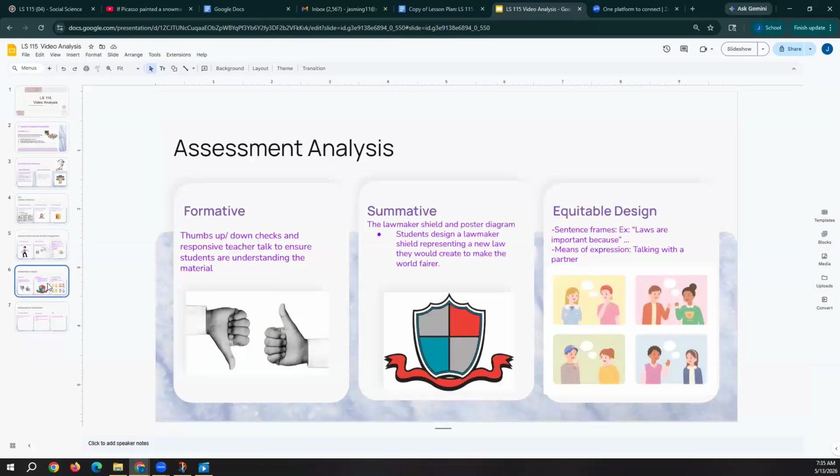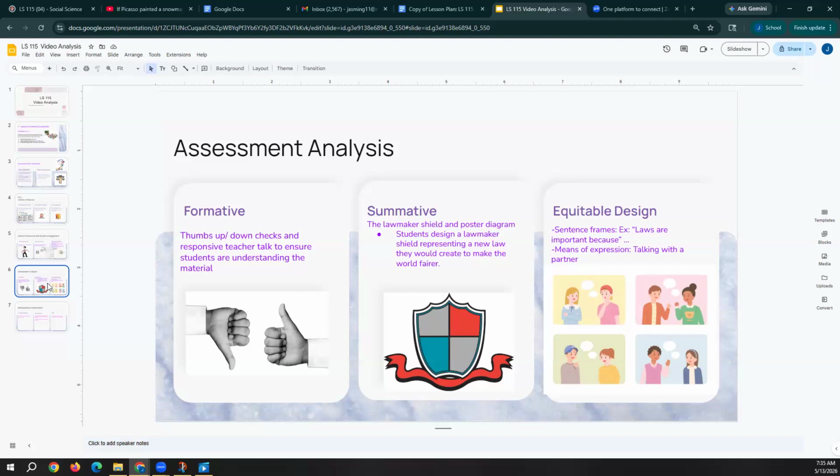And then here we have our assessment analysis. The assessments are designed to be both formative and summative. So what we have here is a thumbs up/down check and responsive teacher talk to ensure students are understanding the material. With that, again, we're using a thumbs up and down game, and we are also using partner talk to gauge their understanding.